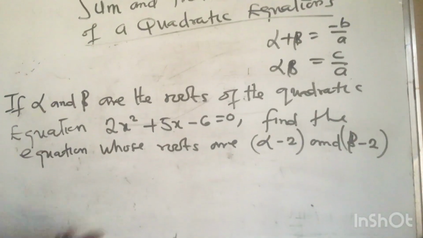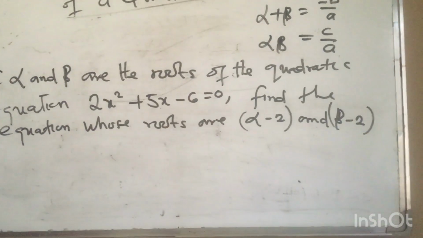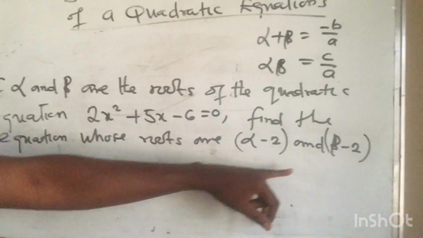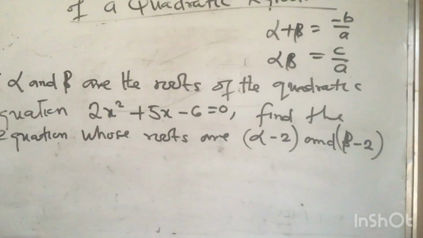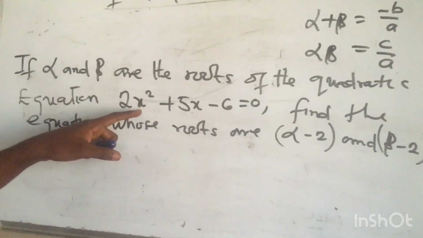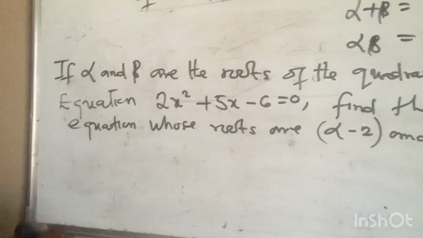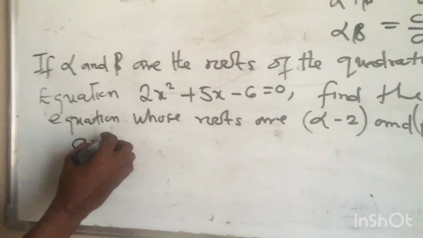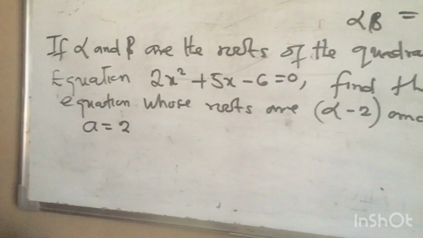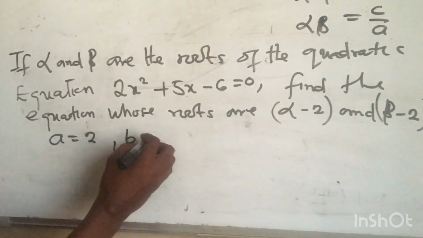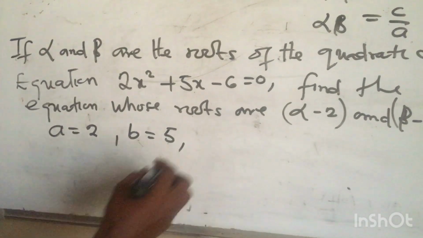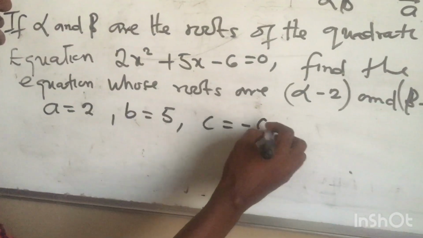Now we are given that alpha and beta are the roots of this quadratic equation. Now we should find the equation whose roots are this and this. But from this first equation given, we can see that the coefficient of our x squared here, which is 2, means our a is equal to 2. And the coefficient of our x here, which is our b, means our b is equal to 5. And the constant value here, which is our c, is equal to minus 6.